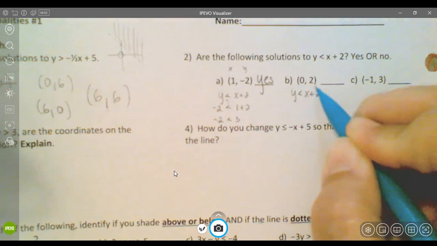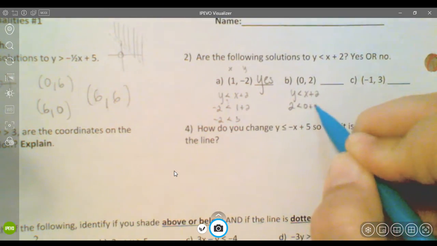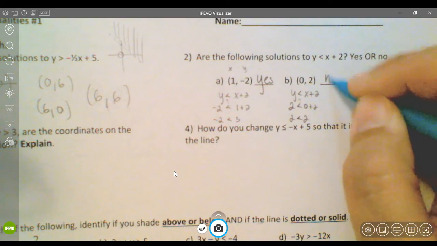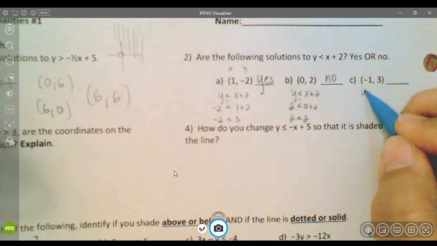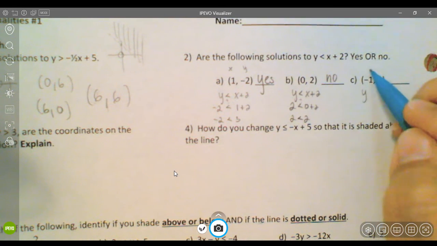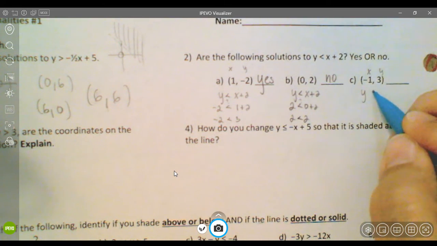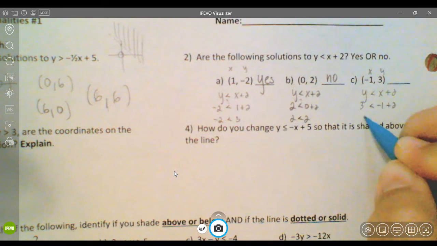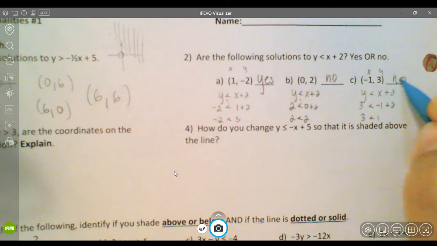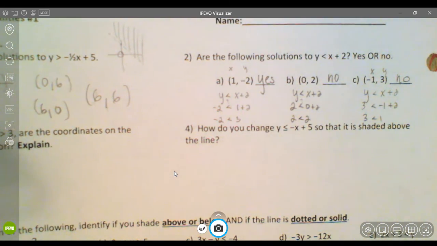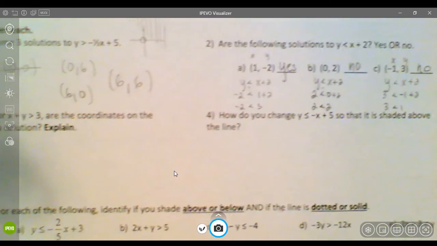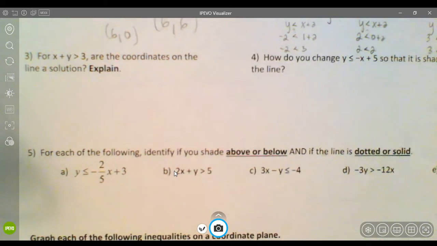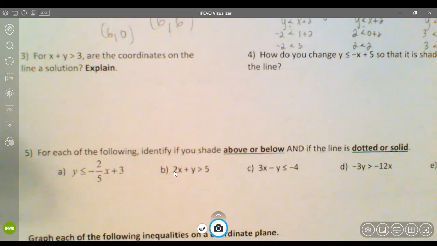We plug in here. Is 2 less than 0 plus 2? Is 2 less than 2? No, it equals 2. And now let's see what happens when x is negative 1 and y is 3. Is 3 less than negative 1 plus 2? Is 3 less than 1? No. All right. So that's how you check to make sure you did the work correctly. Just being able to substitute.